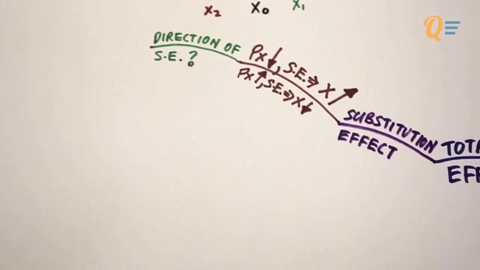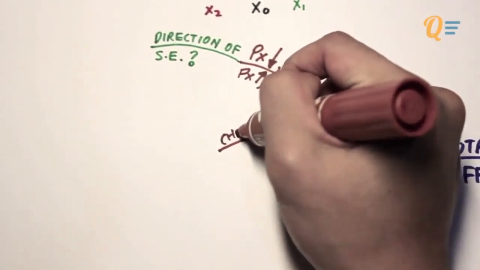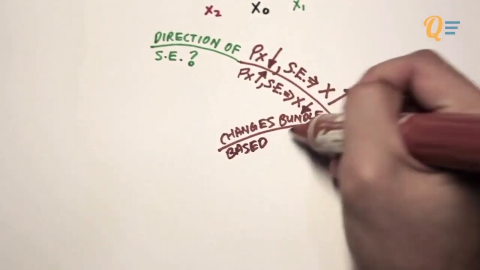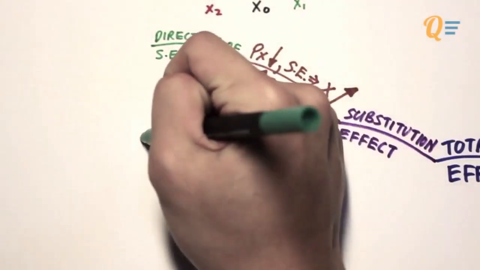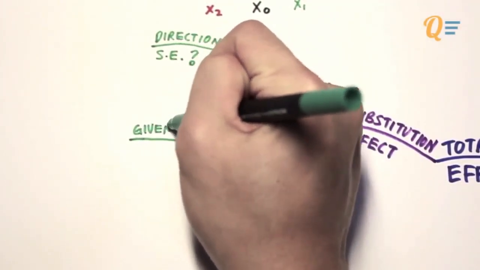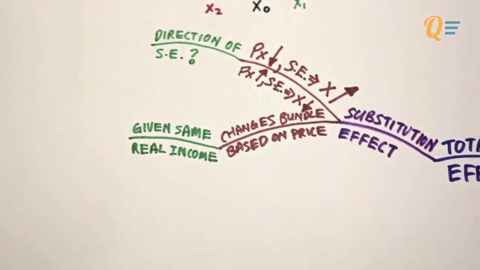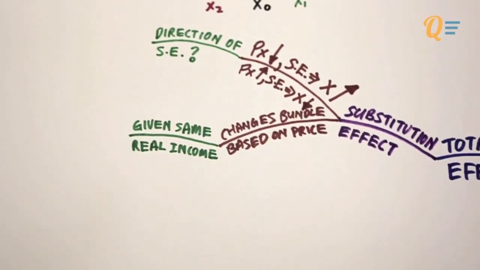So moving away from the emotion analogy, let's look at how we can explain this in layman terms. The substitution effect causes the individual to change his or her bundle based on price. And we also mentioned that she has not considered her change in real income. So this change in quantity is based on price given the same amount of real income.